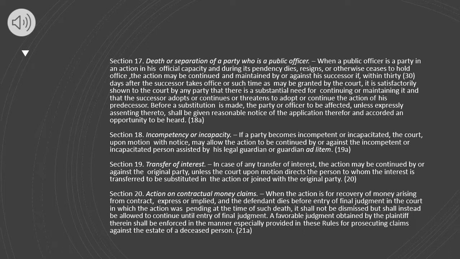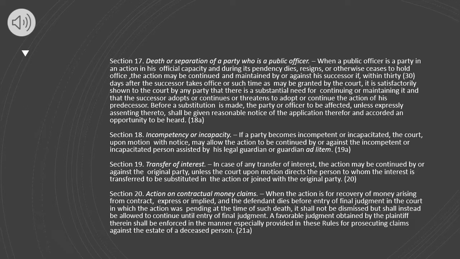Section 19. Transfer of interest. In case of any transfer of interest, the action may be continued by or against the original party, unless the court upon motion directs the person to whom the interest is transferred to be substituted in the action or joined with the original party.